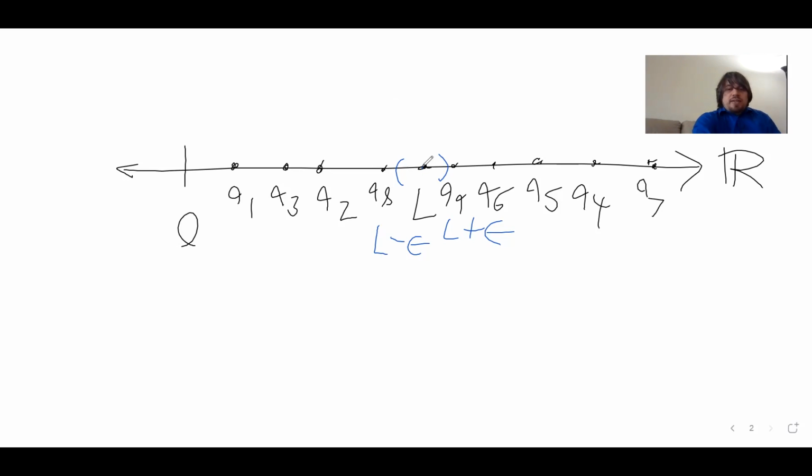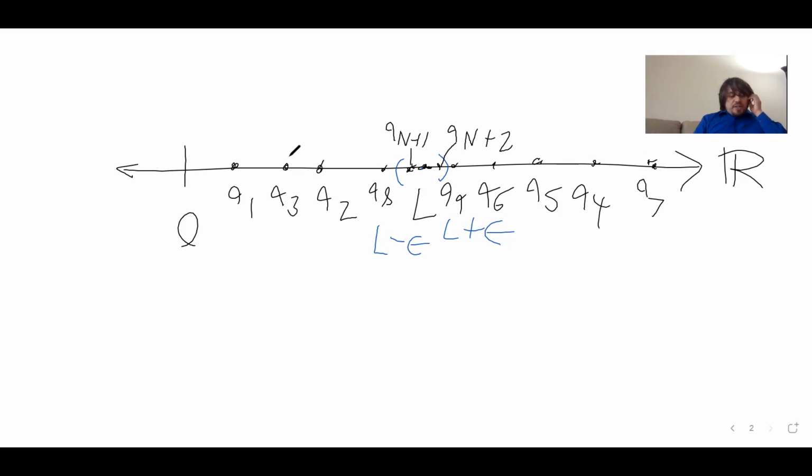So you have the point L, and it's the center of this small epsilon-length radius ball in R. Now let me also label this term a sub capital N plus 1. And this dot here is a sub capital N plus 2. Okay, that's this point, and this is this point. And L is the limit.